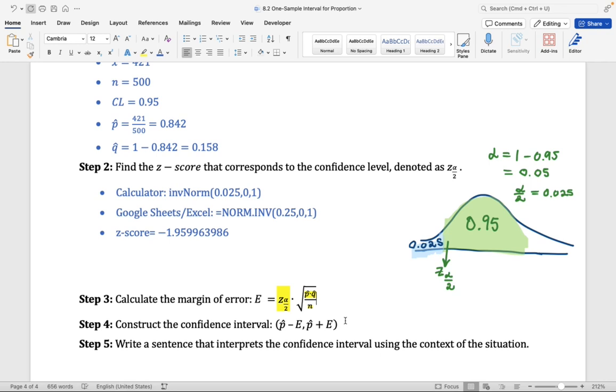For step 5, I'm not going to have a question below this video. I'm simply going to give you the answer. For step 5, I'm going to give you a sentence that interprets the confidence interval. You can try step 5 on your own, and then you can compare your sentence with the sentence I'm providing below this video.